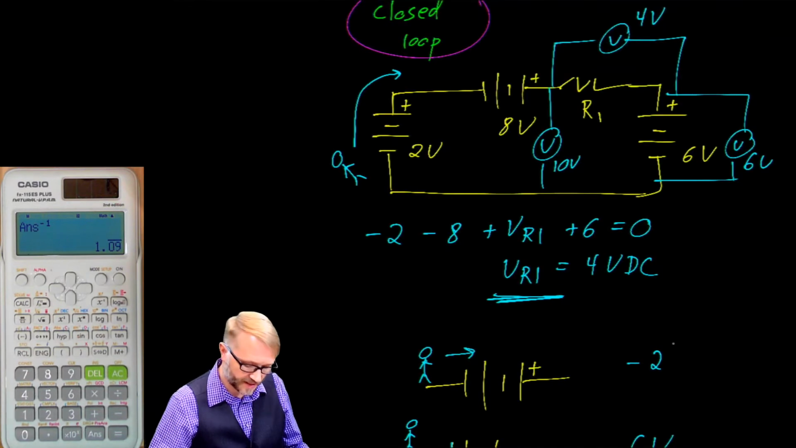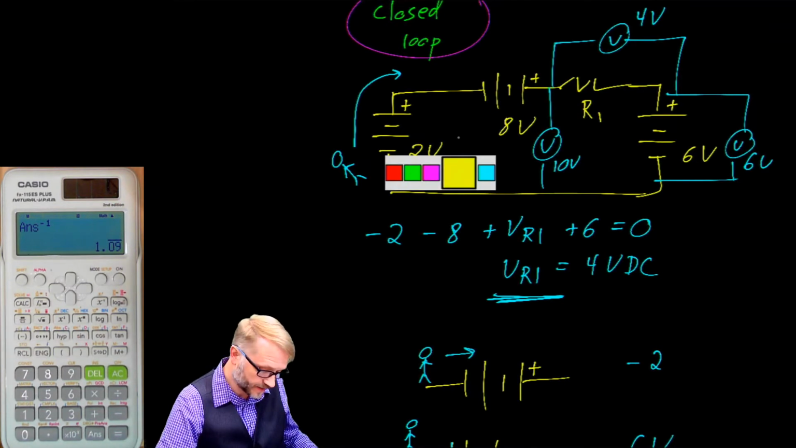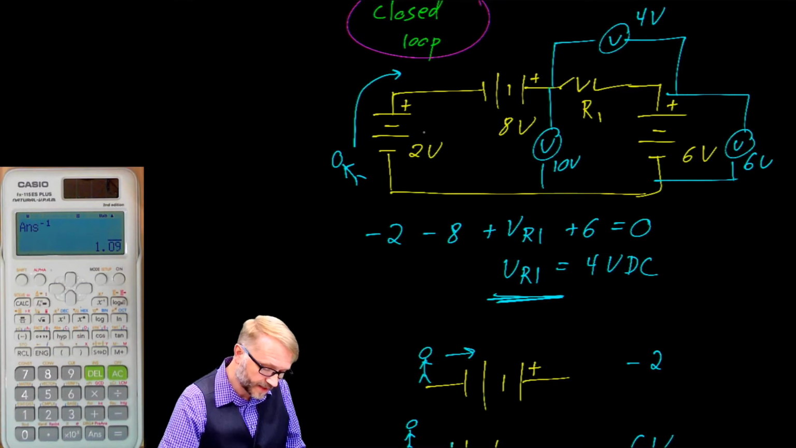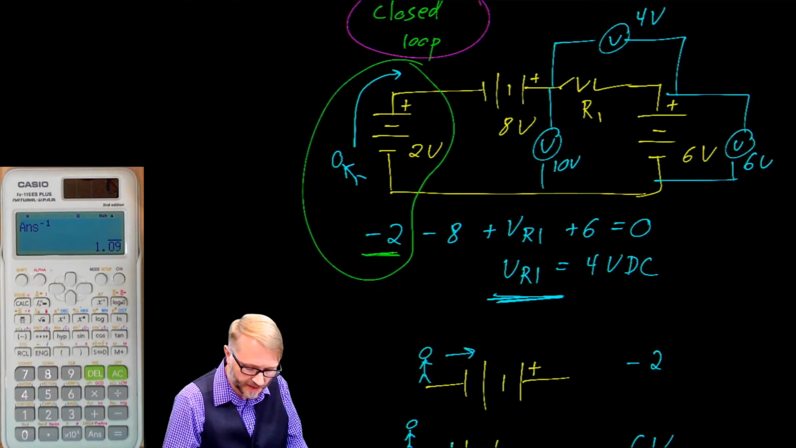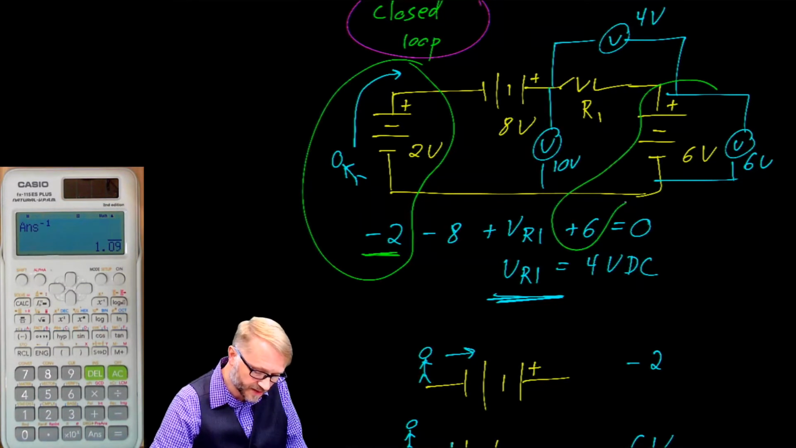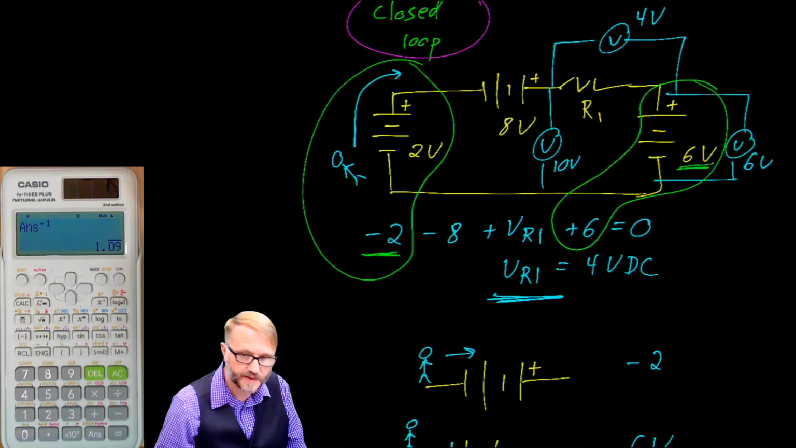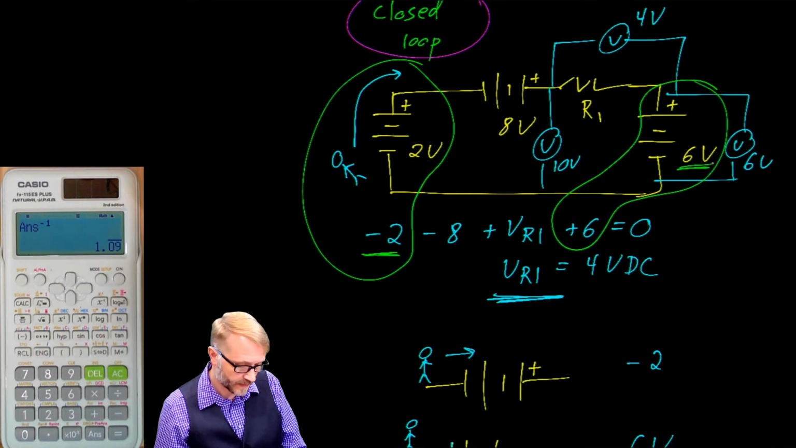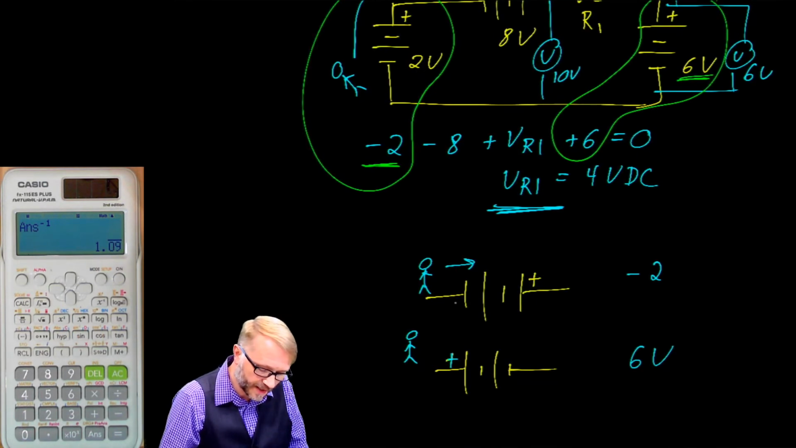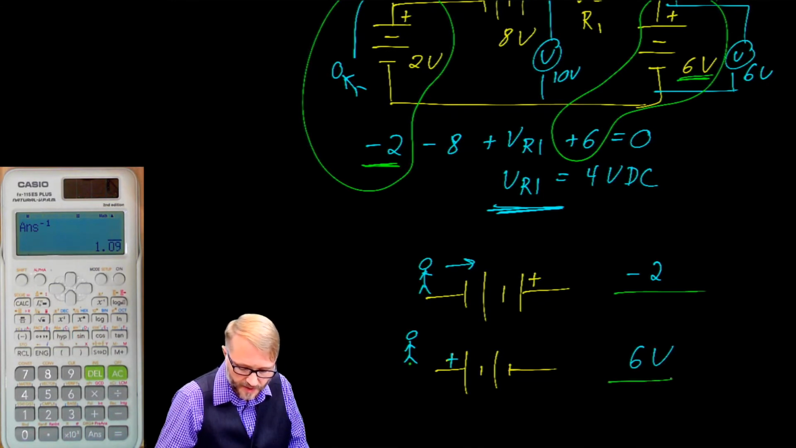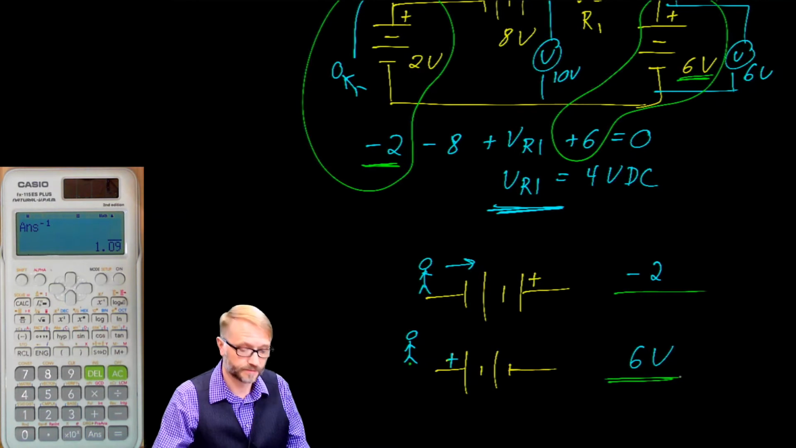And that's what we see here. We walked in on the negative terminal. So that's where that 2 volts came from, right? That's where that negative came from. And here we walked in on the positive terminal. That's where the 6 volts came from. Again, if you walk in on a negative terminal, you get a negative voltage. If you walk in on a positive terminal, you get a positive voltage.